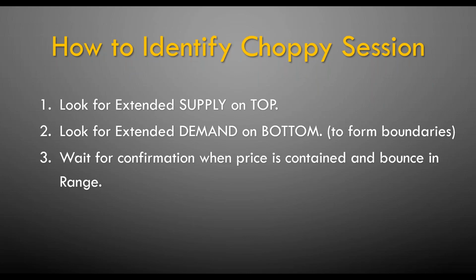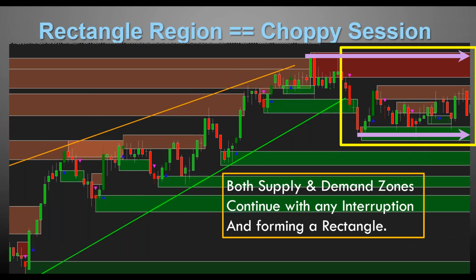Okay, so how to find a choppy session? We talked about the boundaries and everything. We are going to use our supply and demand indicator. Okay, so let me go back to this screen so that I can explain it better. I show this screen a lot because it shows both when the market is trending and when the market is choppy. Okay, the reason is that first let's look at the trending market.